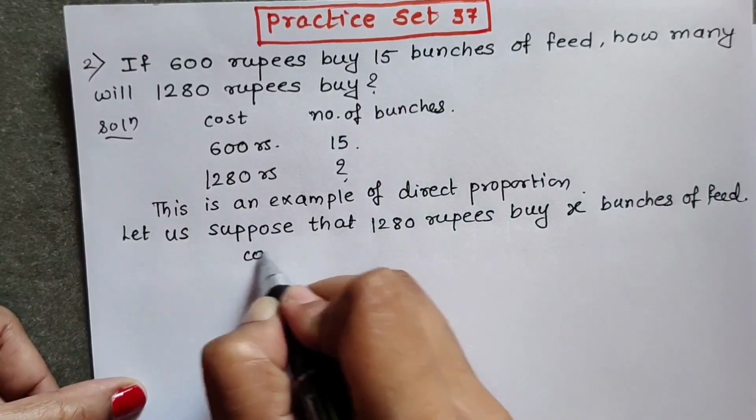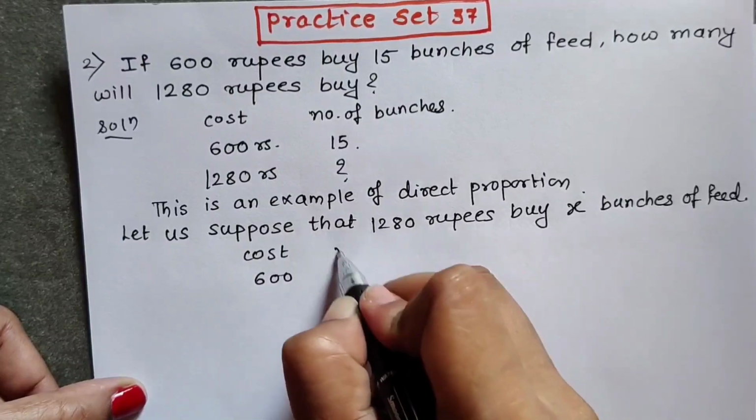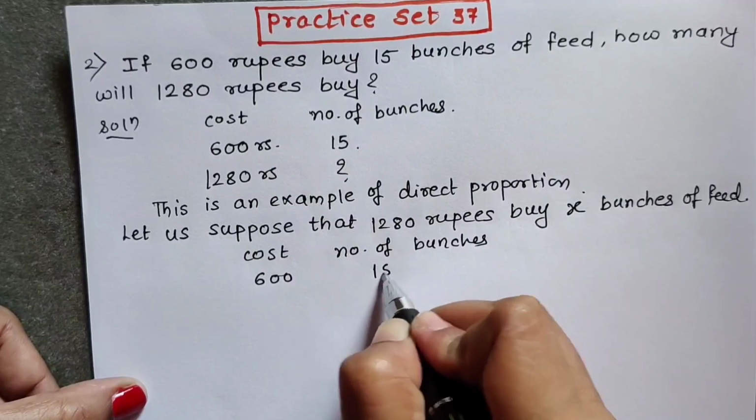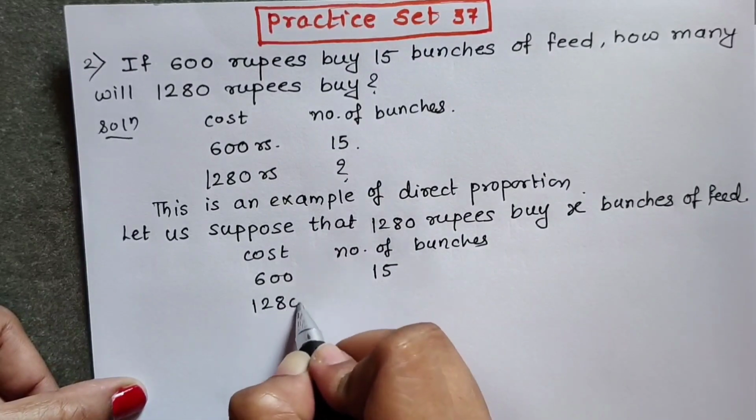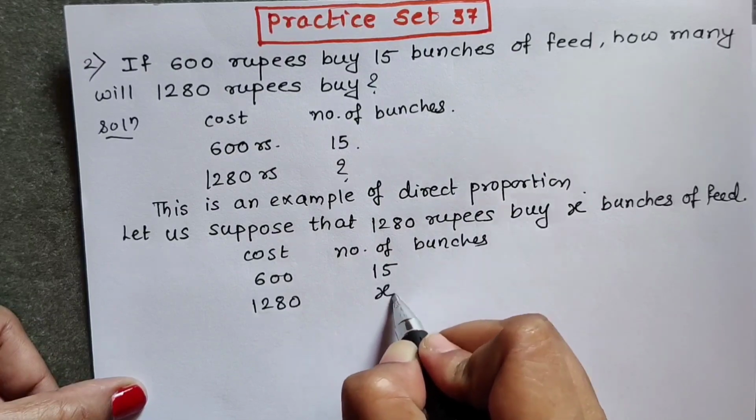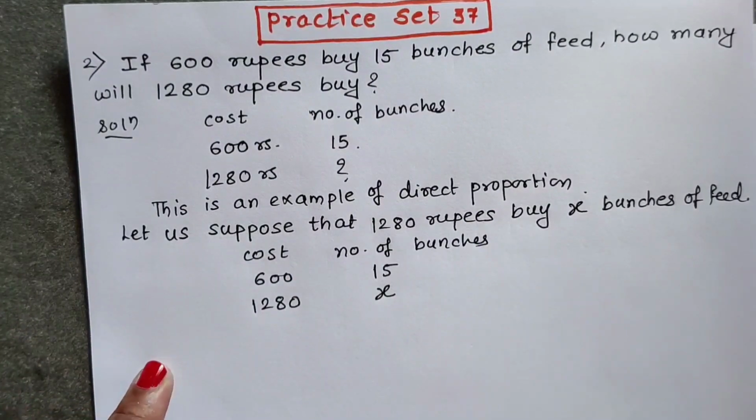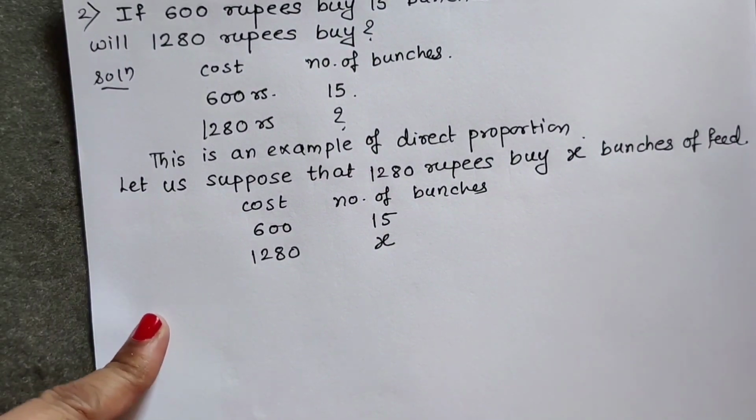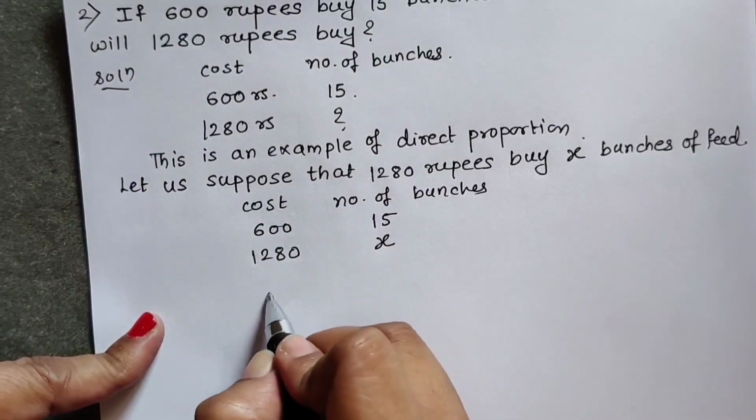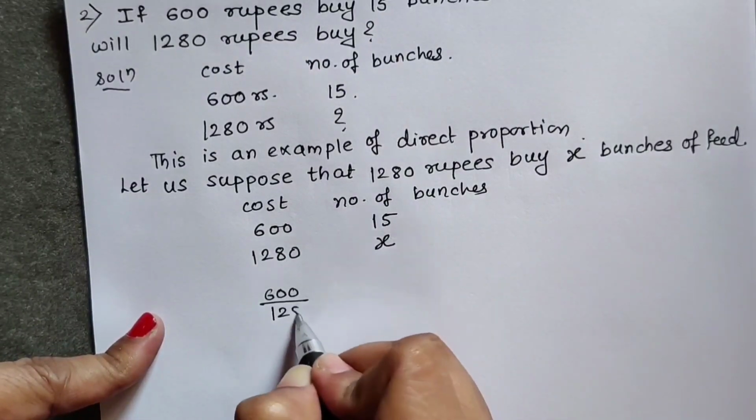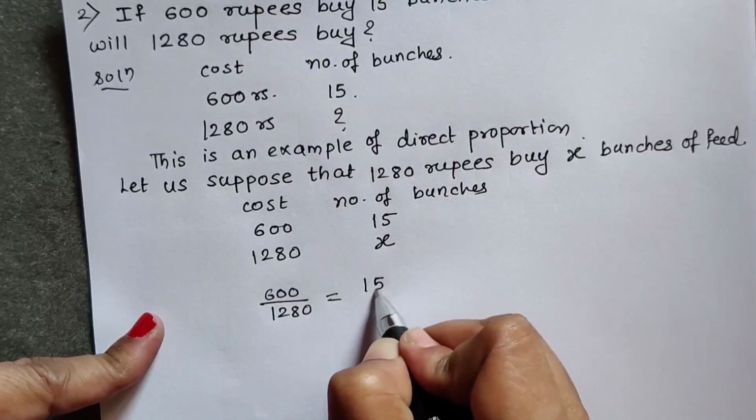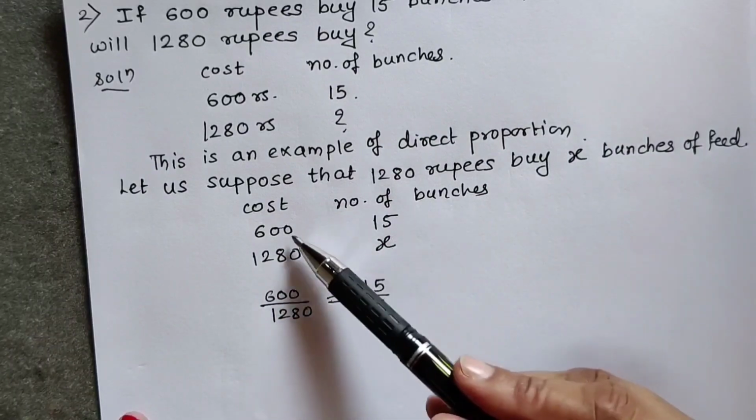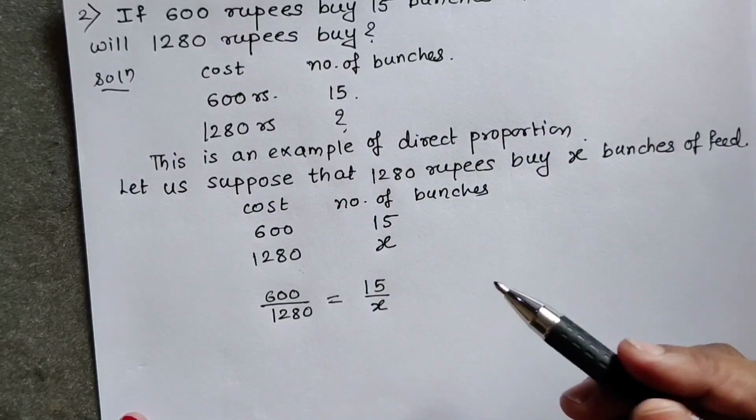So when the cost is 600 rupees, number of bunches is 15, and when the cost becomes 1280 rupees, number of bunches will be x. Now see, as this is an example of direct proportion, their ratio is equal. We know that in direct proportion ratio is constant. So that's why we take this ratio 600 upon 1280 is equal to 15 upon x. As this is an example of direct proportion, the ratio of cost is equal to the ratio of number of bunches.